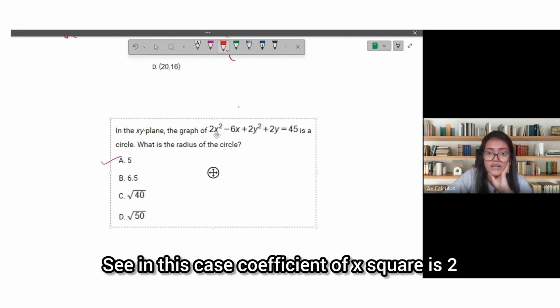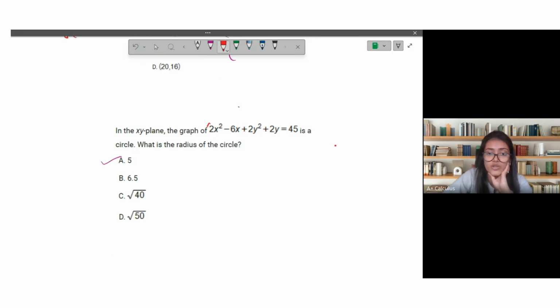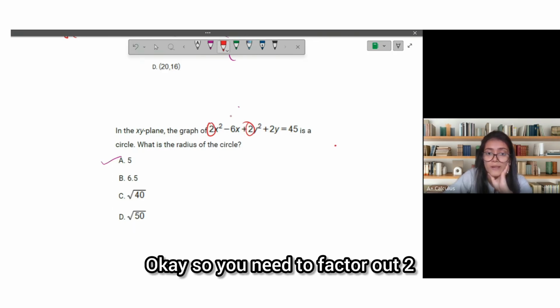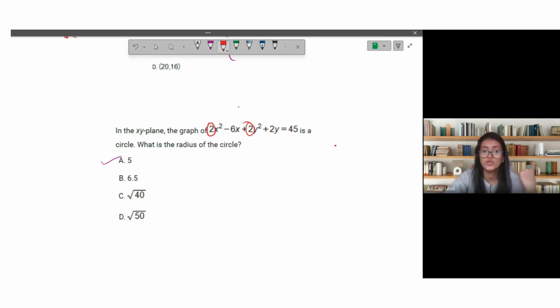Just make sure that here the coefficient of the x square term should be 1. See, in this case, coefficient of x square is 2. Coefficient of y square is also 2. So you need to factor out 2, and you'll get this equation. Then divide by 2.